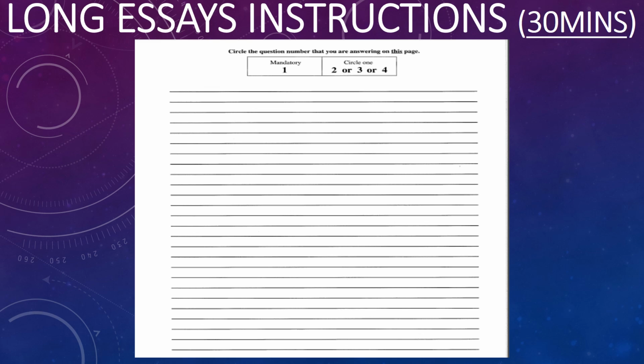In front of you is a screenshot of the sheet that you will be given in what I call the pink booklets. Notice at the top of the sheet it has mandatory number 1, that means your DBQ. When you start to answer the long essay, go to a new sheet, please, and then circle: are you answering long essay question 2, which is the early question? Question 3, which is the mid question? Or question number 4, which is the late question? I think I counted, you have 26 lines to actually write your essay on.